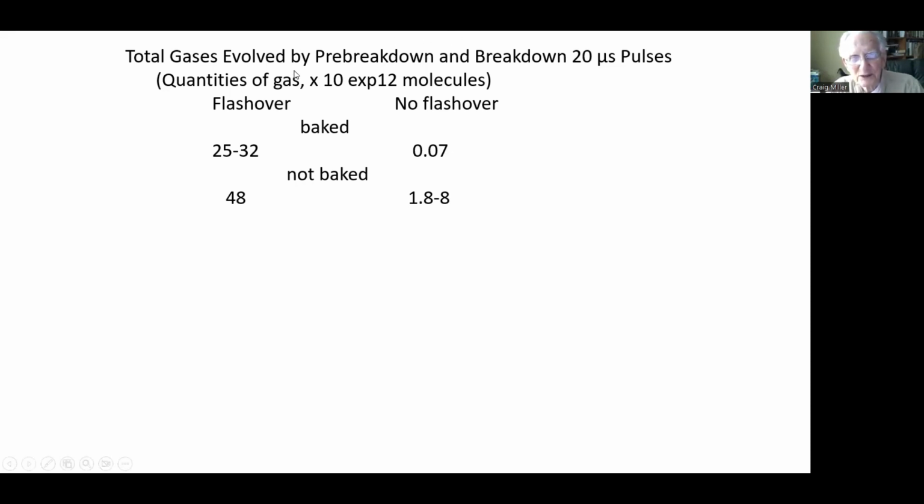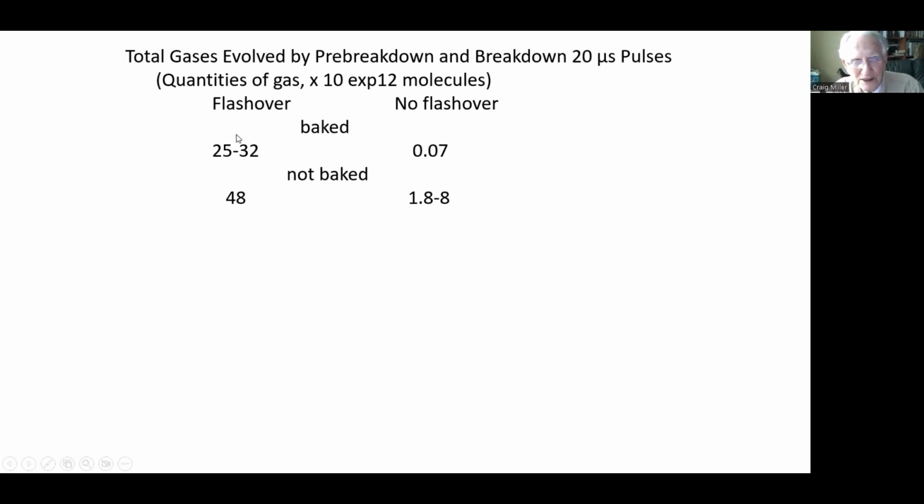So in this case, with a baked insulator, when you get a flashover, we get typically 25 to 32 of these units. With no flashover, it's very, very small, we could barely see it. With an unbaked insulator, you got proportionally significantly more gas involved, even with no flashover. But the amount of gas involved for flashover was of the same order. Remember, these are identical insulators. The only difference is that they're baked and not baked, and the baked had a higher flashover voltage than the not baked.